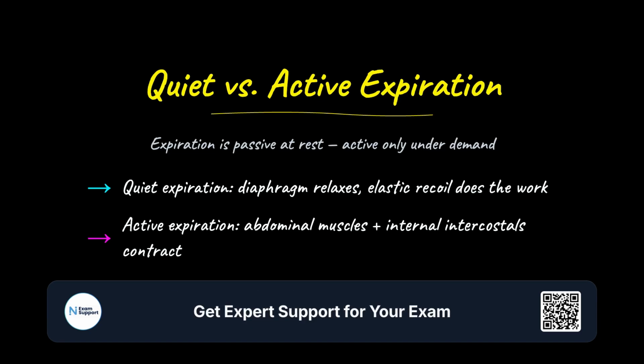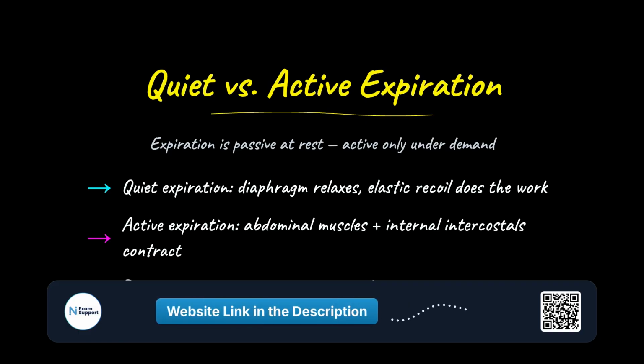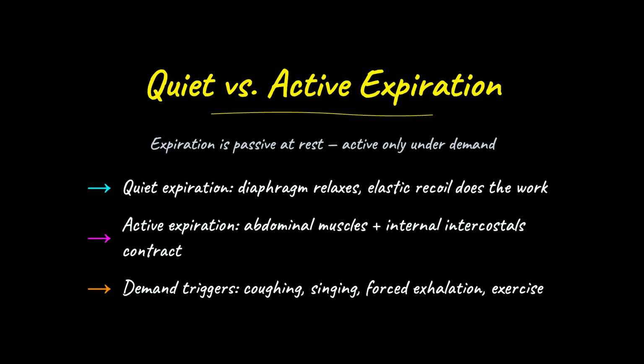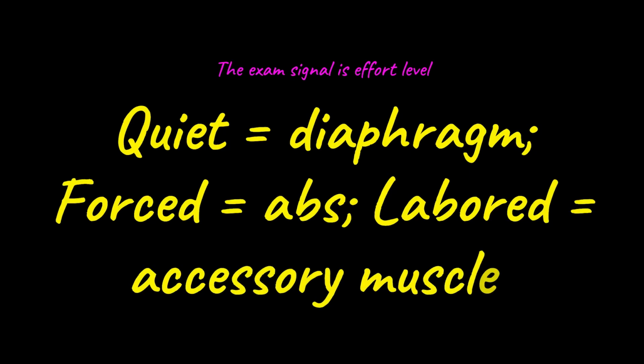Active expiration is different. The abdominal muscles and internal intercostals contract to force the diaphragm upward and drive air out more powerfully. When an exam question mentions quiet breathing or normal inspiration, that points to the diaphragm. Forced expiration points to the abdominal muscles and internal intercostals. Visible accessory muscle use points to the scalenes and sternocleidomastoid. Match the muscle to the phase and the effort level, and the answer follows.